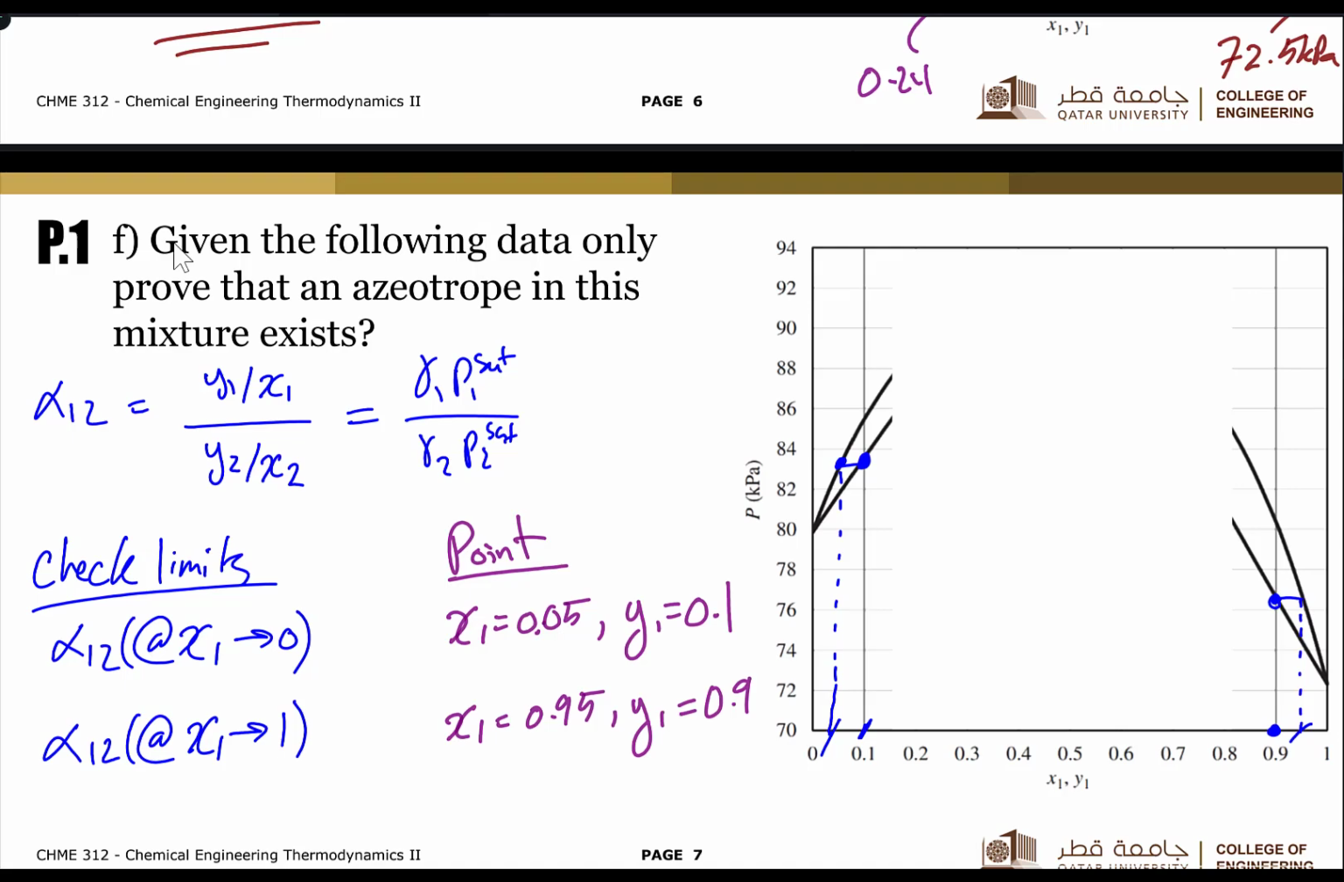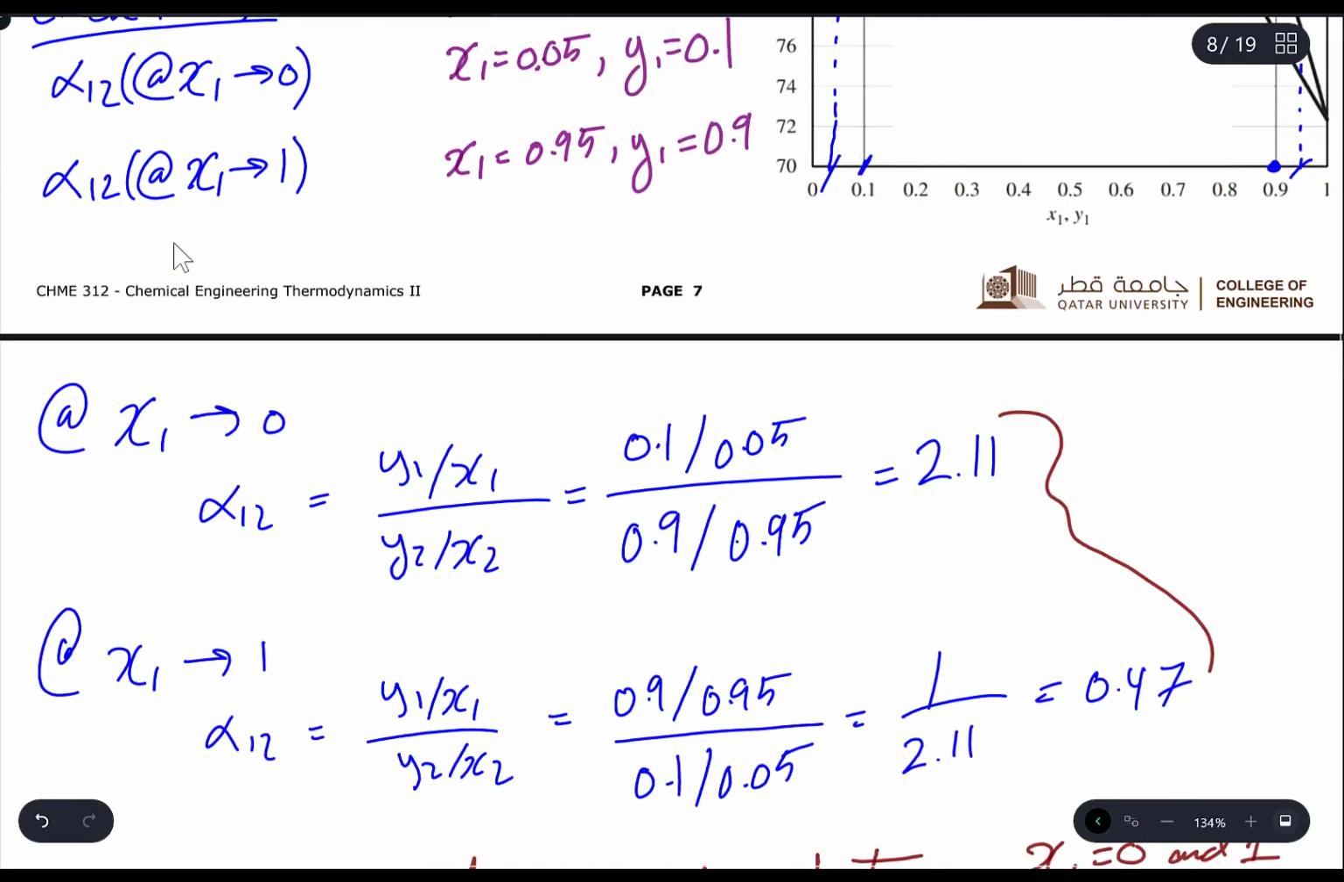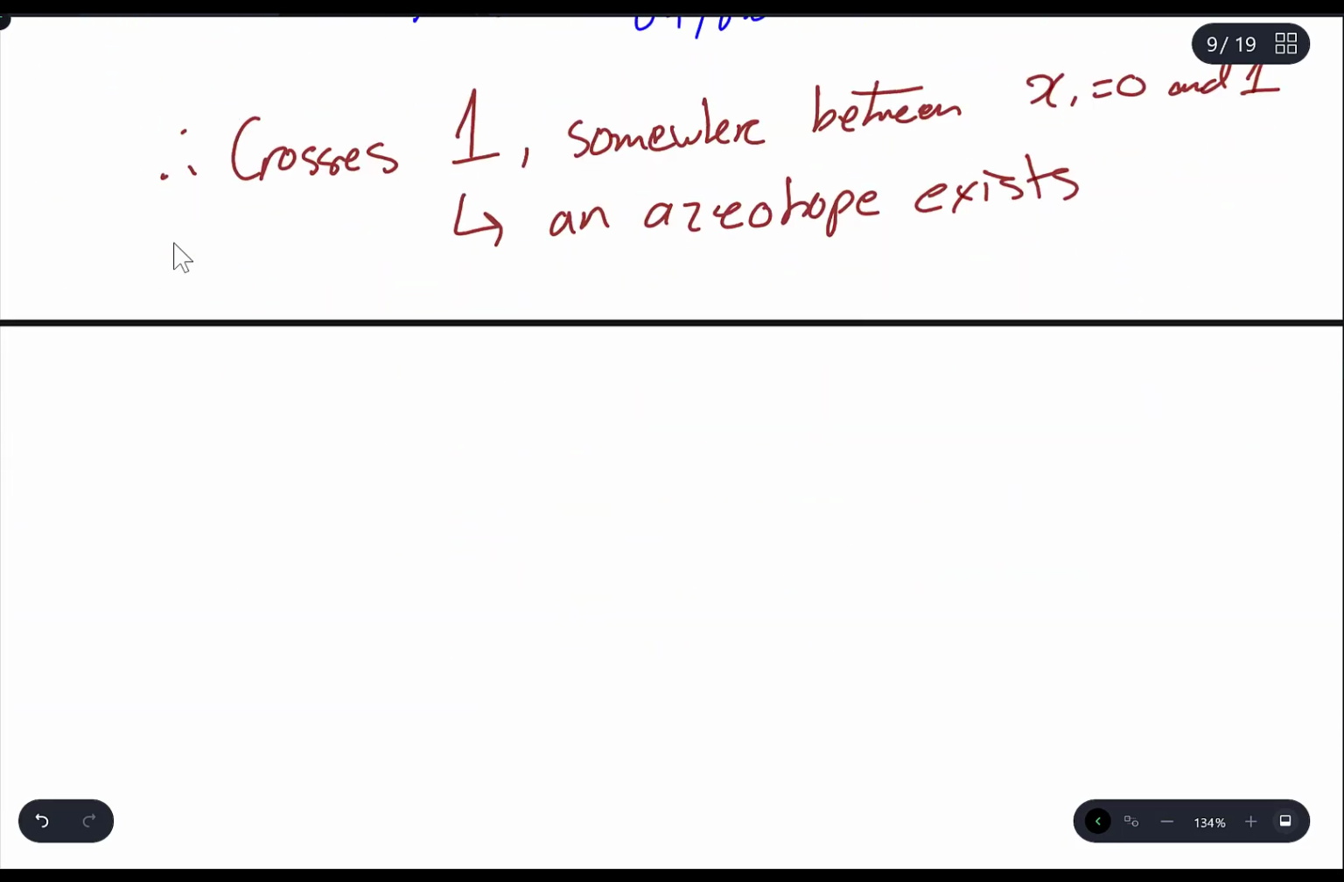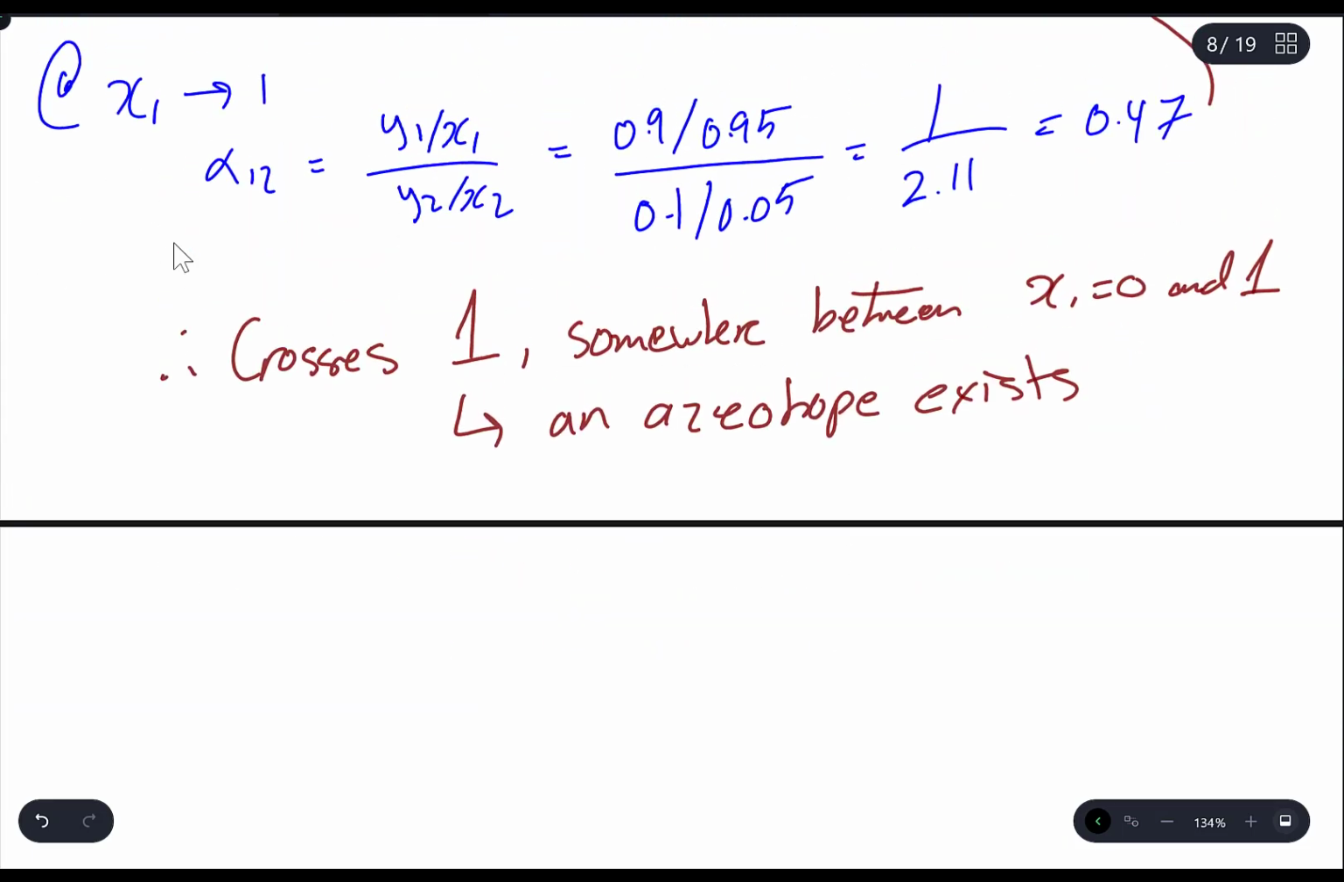So we answered the question, we proved an isotrope exists. Okay, we're done with that. Just to remind you from what we did last lecture, if you wanted to find the composition at the isotrope, then we use the relative volatility again, make it equal to 1, and then plug in values and try to figure out what the composition is there.